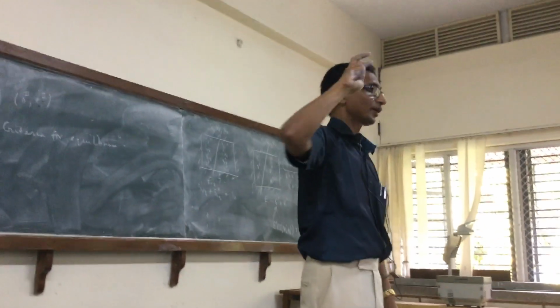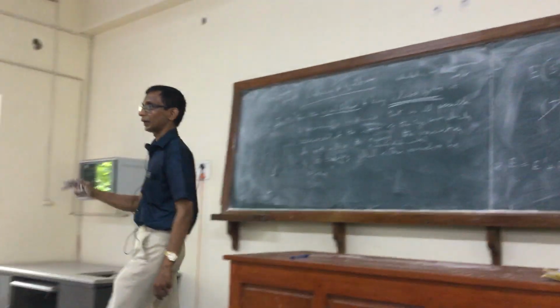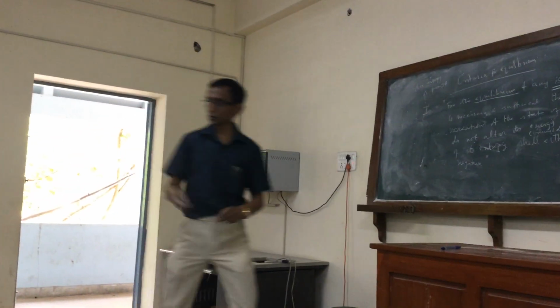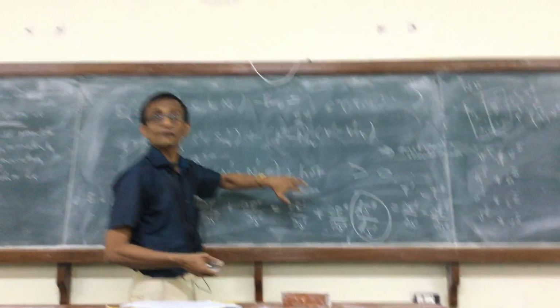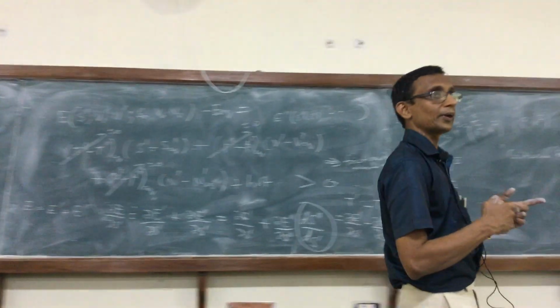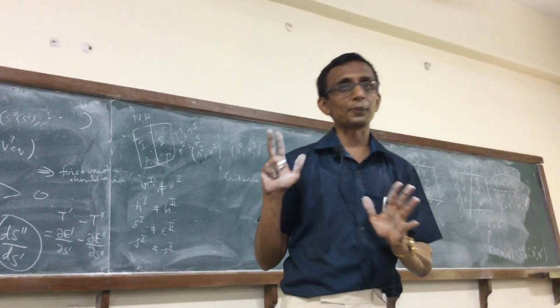In any minimization problem, the first derivatives, here the three first order derivatives dE by dS prime, dE by dT prime, and dE by dN prime, should vanish. But I have just shown that dE by dS prime is nothing but T prime minus T double prime, all of them at equilibrium, because I am expanding around the equilibrium state. This needs careful consideration. We will run out of time, so we will take this up again tomorrow.